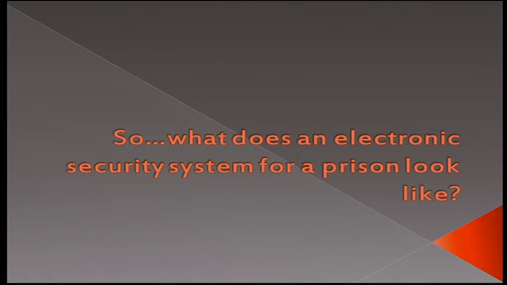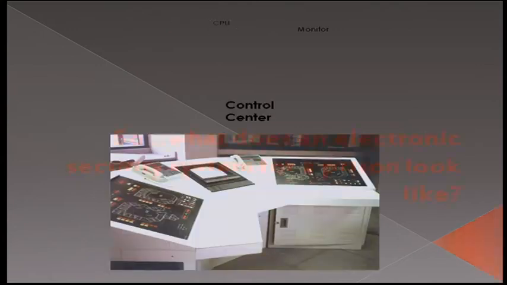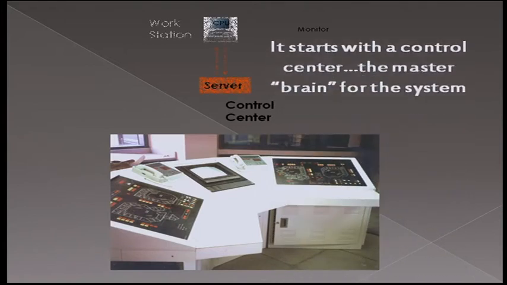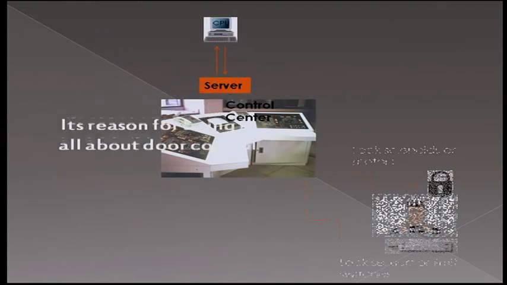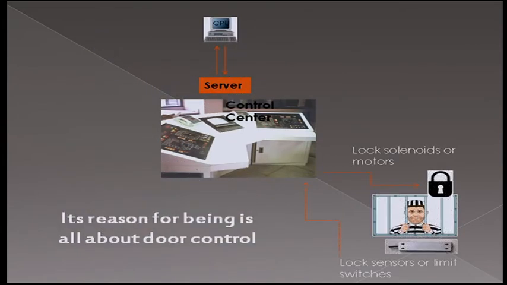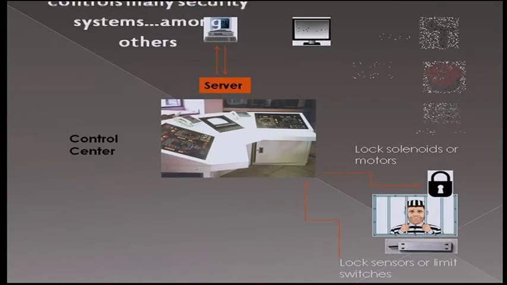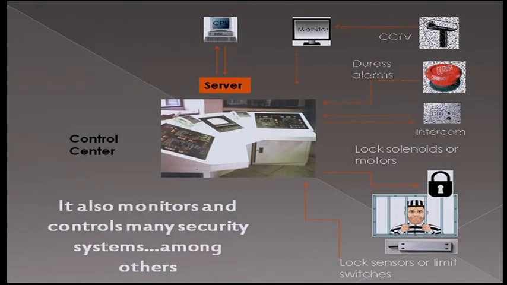So what does an electronic security system for a prison look like? As we went through, it has a control center, which is the brain for the system. Their servers are there, obviously. It also monitors and controls other things within the prison, like video. So if you can get access to the control computer, you can see some of what's going on with the video as well. Note that duress alarms and some of those things are also going to be included in there.